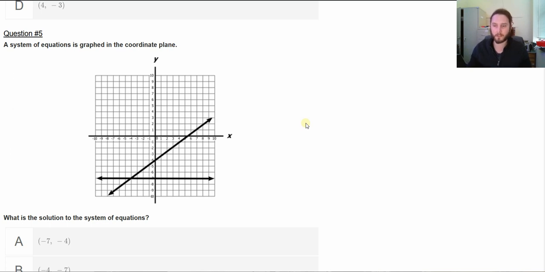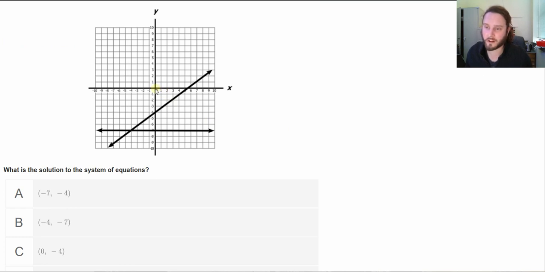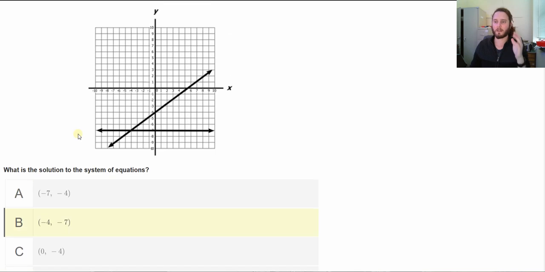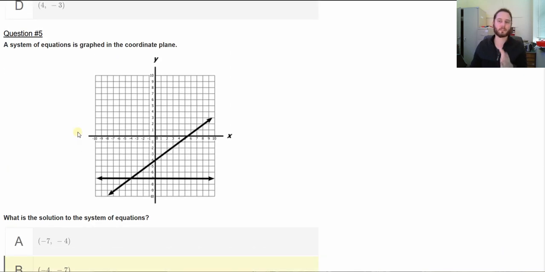All right, you should have unpaused it by now. The solution is going to be at -4, -7. We go 4 to the left, 7 down, and that's going to be it. -4, -7. Again, that's B. Reminder, when you have equations like this and it's asking for the solution to the system, you're looking for where do they cross.